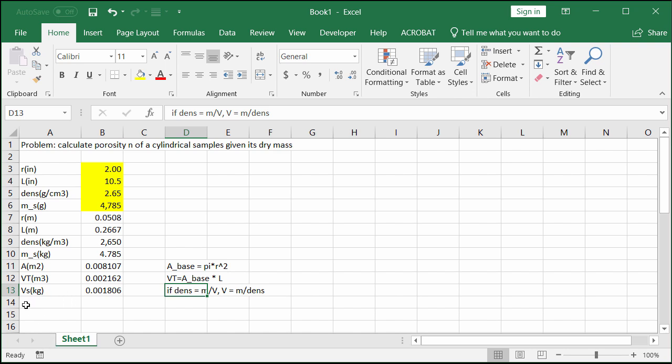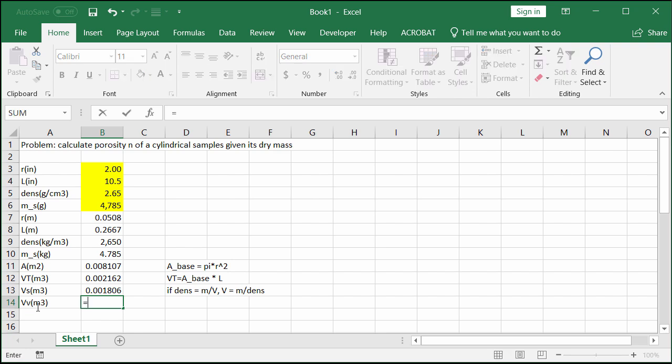Okay, so now we're almost there. We need to calculate the volume of the voids. Oops, that was a mistake here. The volume of the solids should have been in cubic meters, right? Not kilograms. That didn't make any sense. So the volume of the voids in cubic meters now will simply be, I'll write it out and then I'll show you where I got it from. It's the total volume minus the volume of the solids.